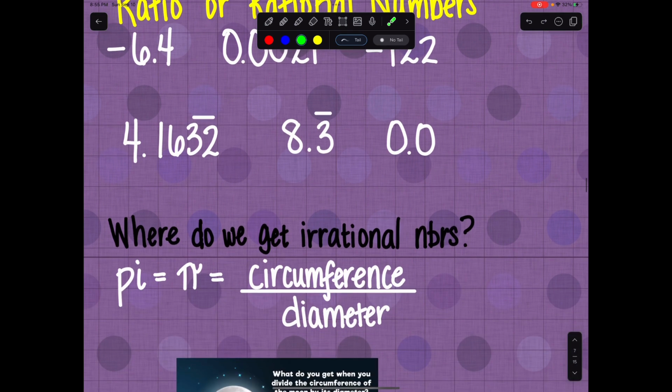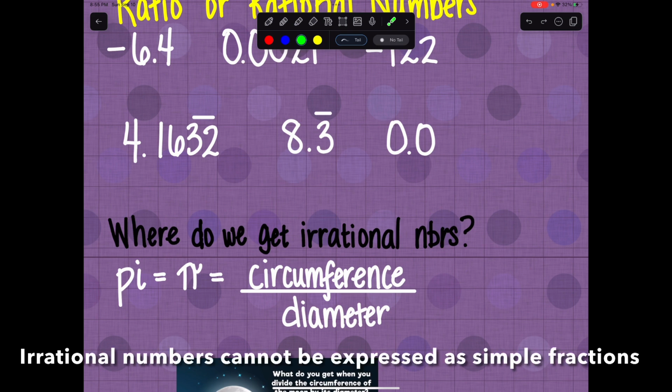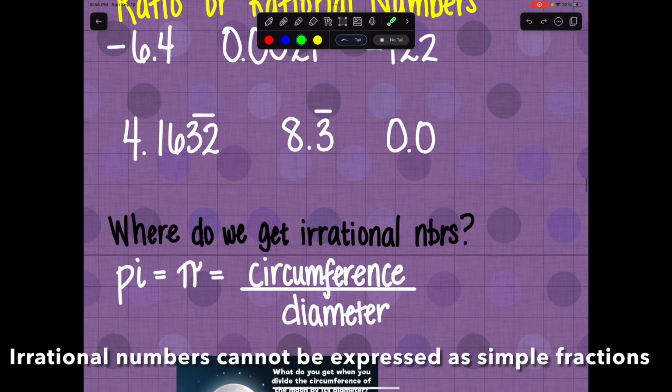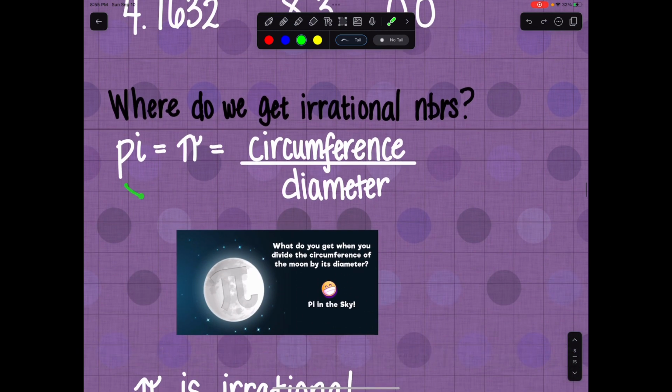So where do we get irrational numbers? Irrational numbers are the ones that are crazy and need to go to the loony bin. How do we know if it needs to go to the loony bin? Okay, here's one example. The number pi. The number pi, 3.14, we always call it that, but turns out that the numbers go on forever.